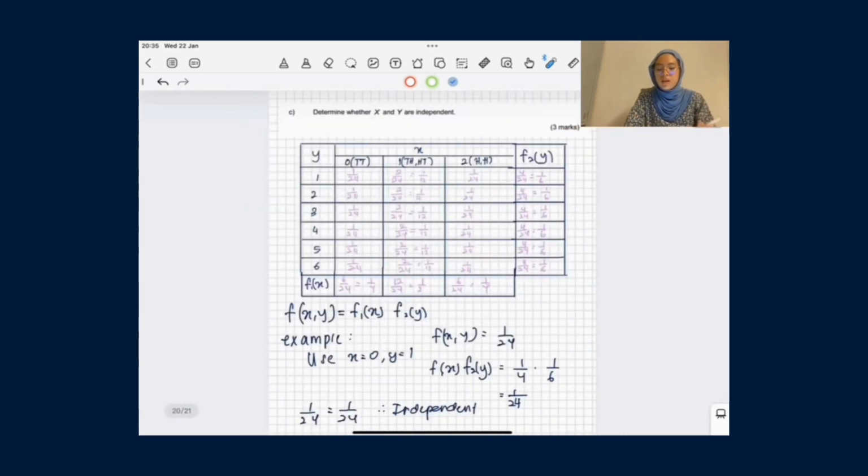For C, determine whether X and Y are independent. To know if X and Y are independent, the joint distribution has to be equal to the multiplication of the marginals of X and Y. For example, let's use X equals 0 and Y equals 1. For the joint distribution, we find in the table X equals 0 and Y equals 1, which is 1 over 24. For the multiplication of the marginals, the marginal of X equals 0 is 1 over 4, and the marginal of Y equals 1 is 1 over 6. You multiply these two numbers and get 1 over 24. Since these two numbers are the same, X and Y are independent.